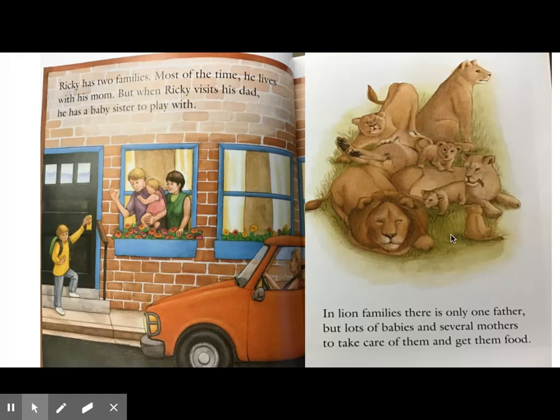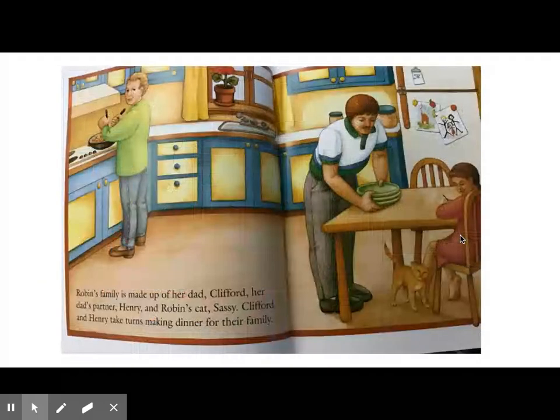And maybe some of you are studying lions for your All About books. Now here's another family that has two parents. This one has two dads. Robin's family is her dad Clifford and her dad's partner Henry and her cat Sassy. And Clifford and Henry take turns making dinner for the family.